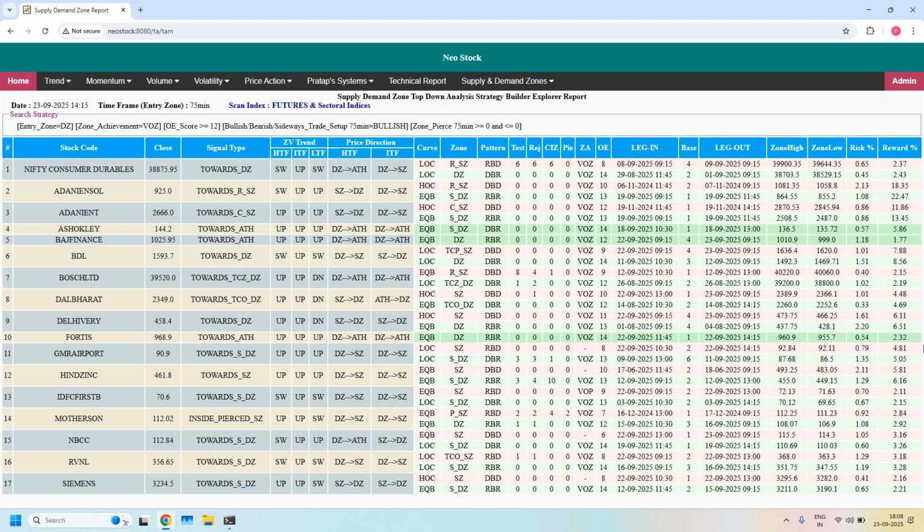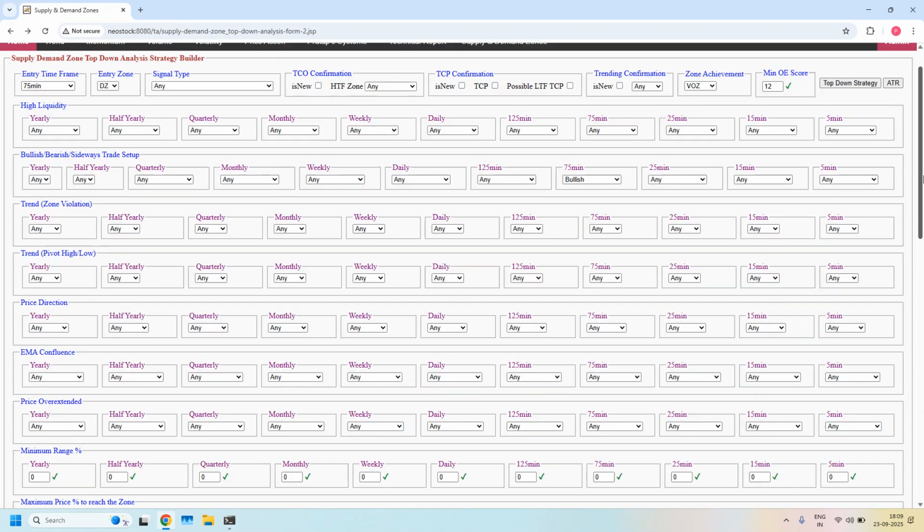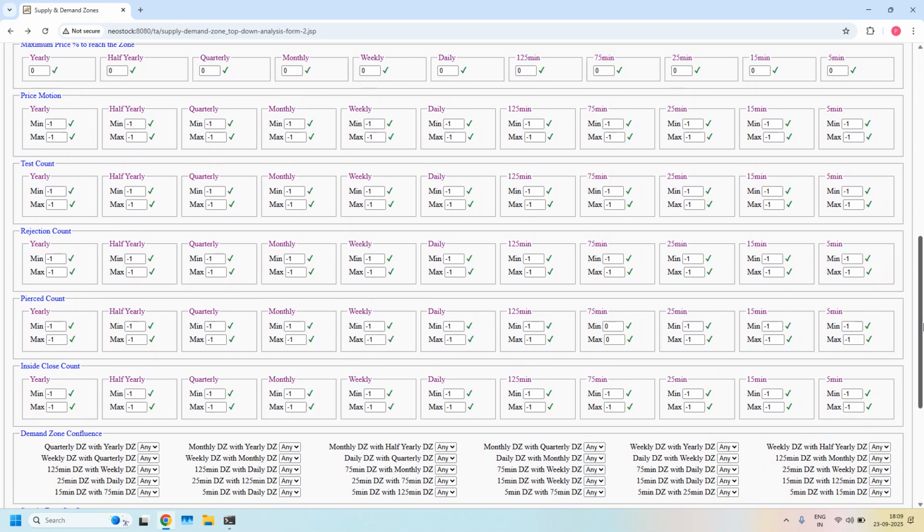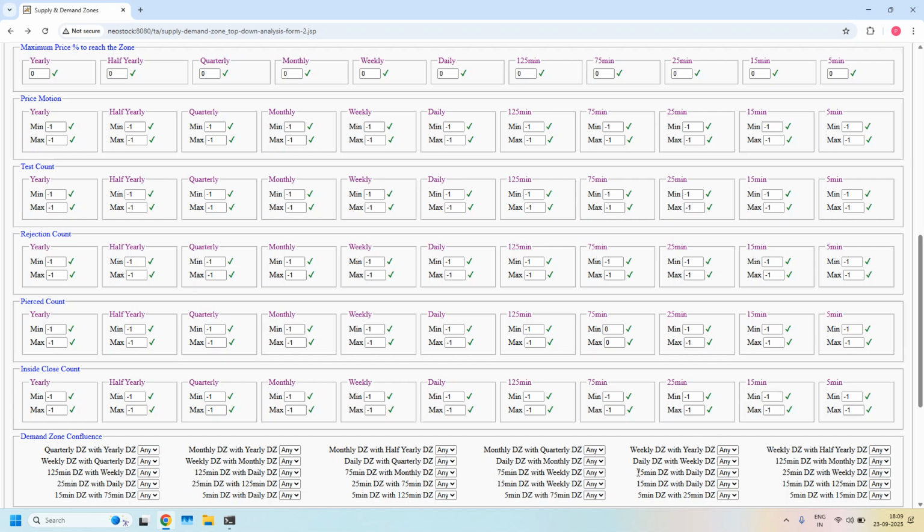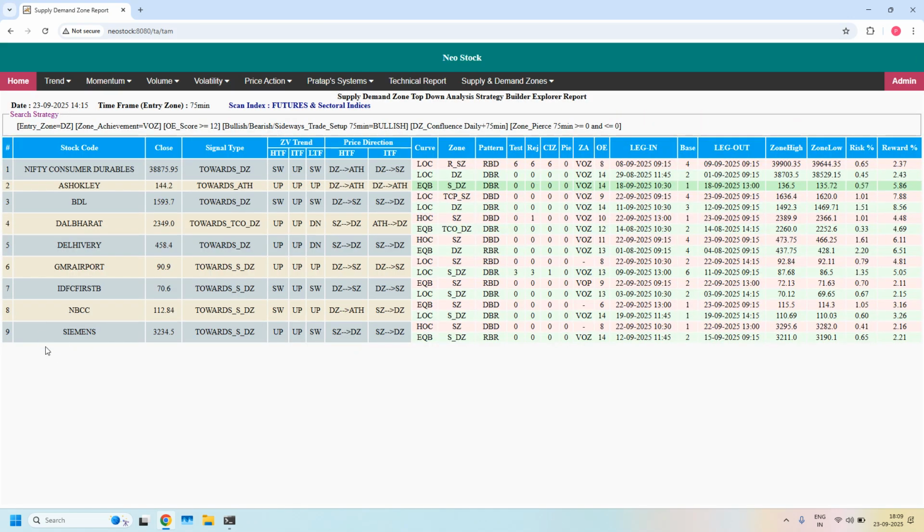Those stocks might be having more high probability to get success. So let us apply those filters one by one on these 17 stocks. So I am going to the demand zone confluence. There, LTF and ITF demand zone, that is 75 minutes and daily demand zone confluence filter is enabled. And applying the filter on the 17 stocks, we got 9 stocks. Only in these 9 stocks, all these 75 minutes demand zones are overlapped with daily demand zones.